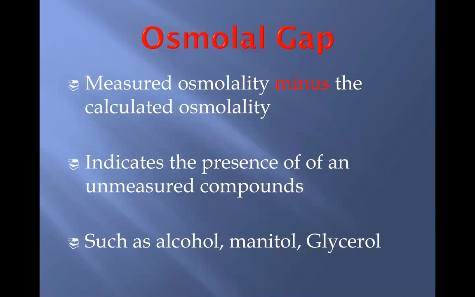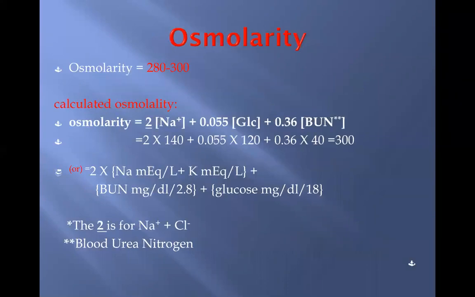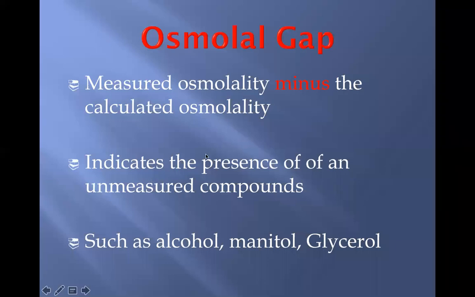There is the osmolar gap. What does it mean, osmolar gap? Osmolar gap is the measured osmolarity minus the calculated osmolarity. This is the calculated osmolarity. After the calculation and getting the result, there may be a difference from the measured osmolarity, measured by a device, calculated by equation.